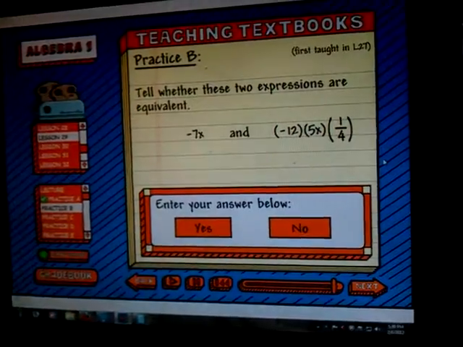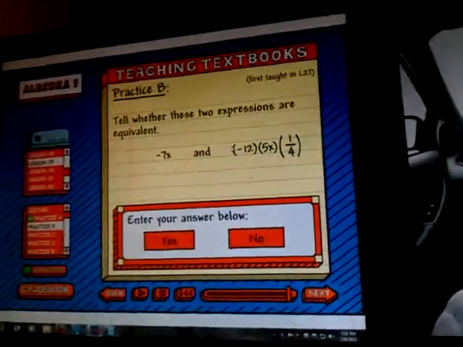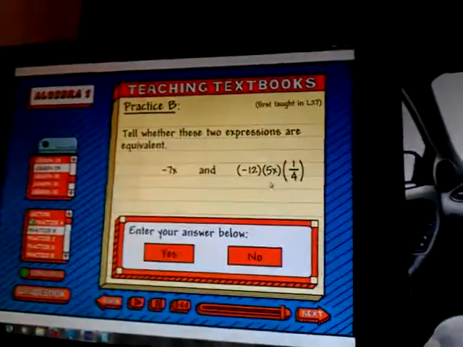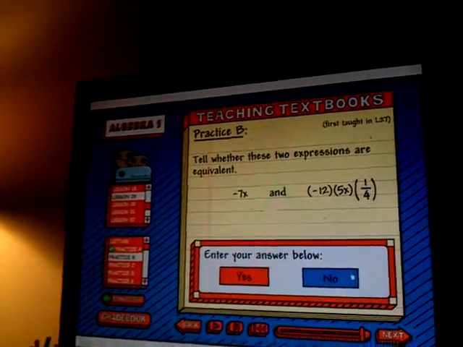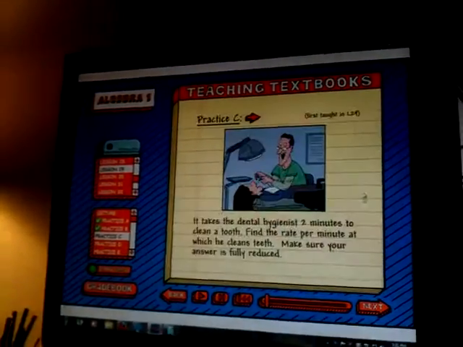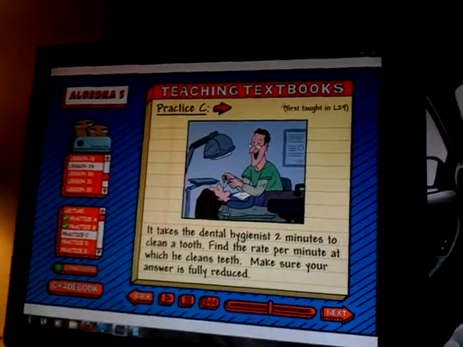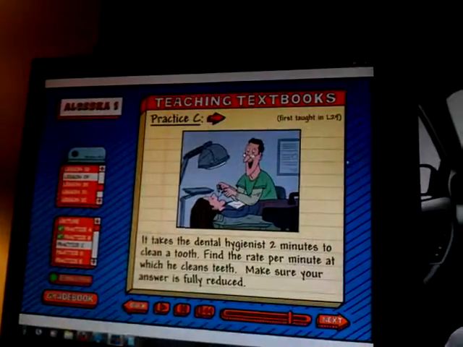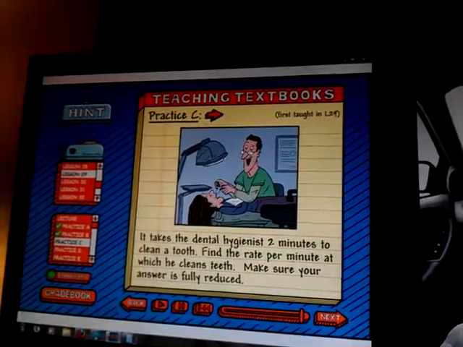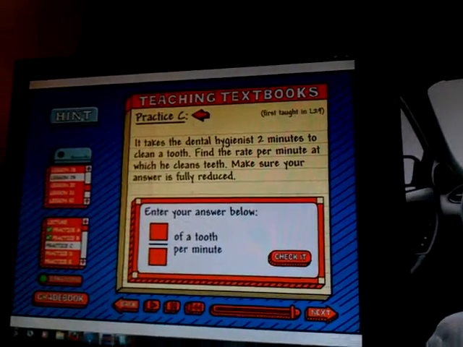Well, go ahead and work out the thing on the right, so you can be sure. I'm going to click yes. You think they're equivalent? Perfect. Well, I did the right thing. Yeah, you got lucky. It takes the dental hygienist 2 minutes to clean a tooth. Find the rate per minute at which he cleans teeth. You can answer that. Yeah, good. Make sure your answer is fully reduced.